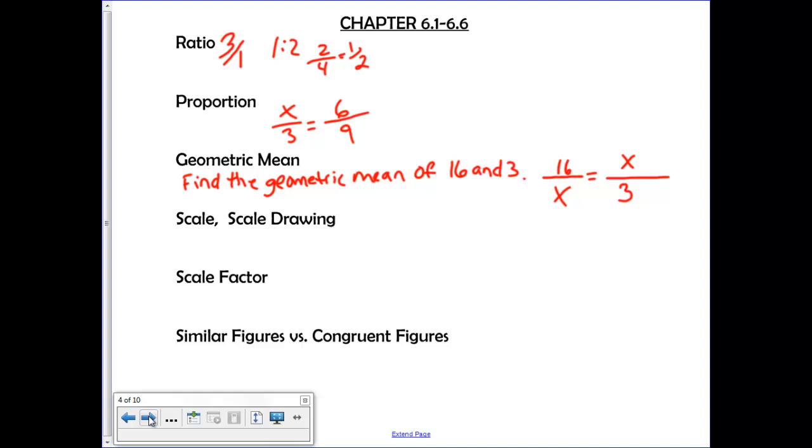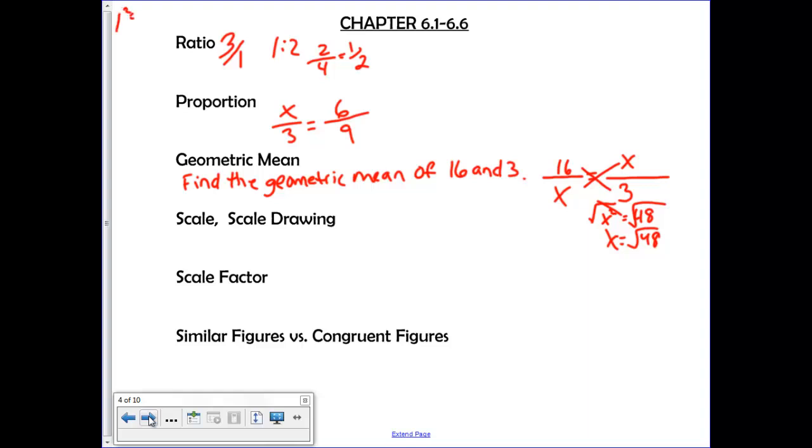Cross multiply. X times x, x squared. 16 times 3, 48. How do we get rid of a squared? Square root, and I type it in my calculator, and the square root of 48 gives me a decimal.